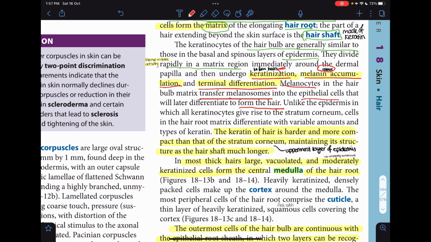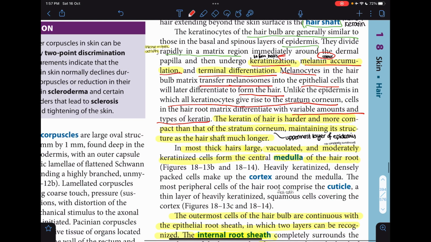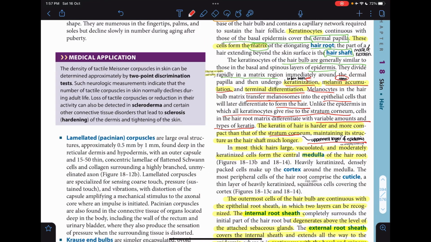Unlike the epidermis in which all keratinocytes give rise to the stratum corneum, cells in the hair root matrix differentiate with variable amounts and types of keratin. The keratin of the hair is harder and more compact than that of the stratum corneum. الstratum corneum اللي هو uppermost layer of the epidermis شرحناه قبل هيك. And it بيكون harder and more compact to help maintain the structure of the hair shaft much longer. مش احنا حكينا ان الhair shaft is made of keratin.